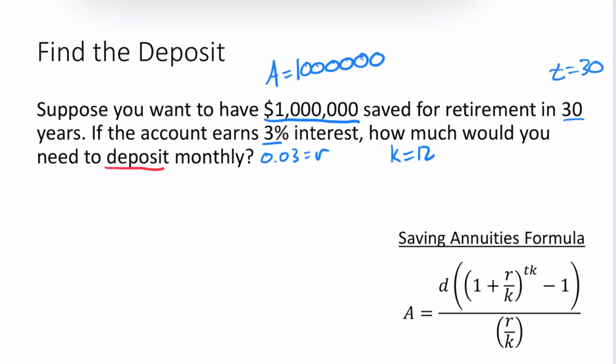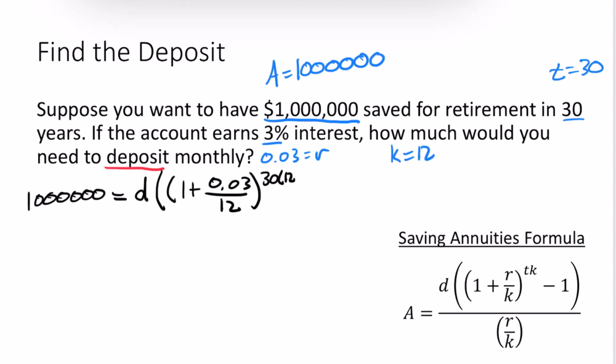So when I substitute these numbers into the equation, I get 1 million equals my deposit, which is what I'm looking for, times 1 plus 0.03 divided by 12 raised to an exponent of 30 times 12. And then I'll subtract 1 from that, because that's what the formula has me do. And then I'll have 0.03 divided by 12 on the bottom.